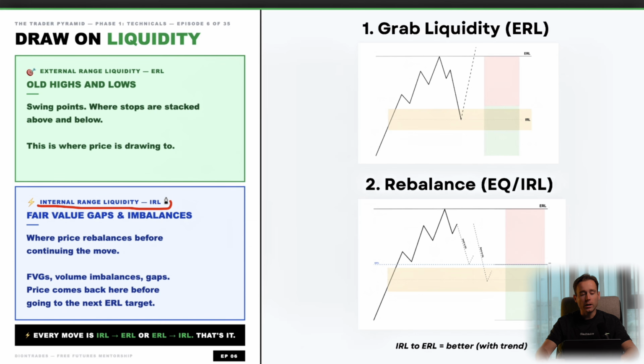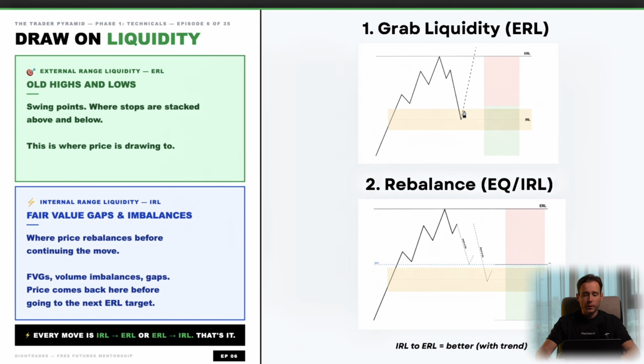Internal range liquidity, IRL, are fair value gaps and imbalances. Price likes to rebalance back to fair value gaps before continuing the move. And next to fair value gaps, you also have volume imbalances and gaps. They all do the same. Price just comes back there before continuing the up move.